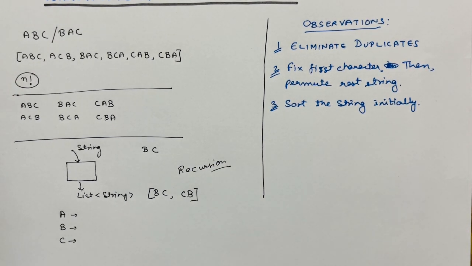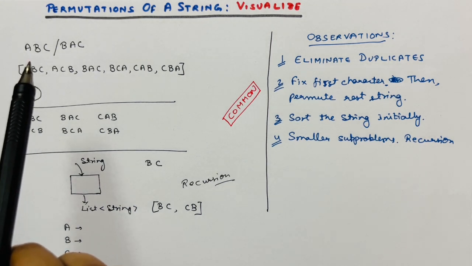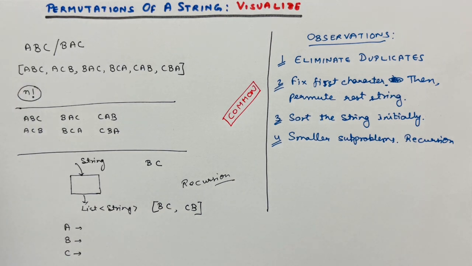And this brings us to our fourth observation, which is that we can break our original problem into smaller subproblems. How are we saying that these are smaller subproblems? These are smaller in terms of input size. For example, when our input was ABC, the length of the string was 3, while when our input is BC, the length of the string is 2. Therefore, if we are able to get the answers for smaller subproblems, we can use them to get the answer for our original problem. Therefore, we can see that we can use recursion here to solve this problem.